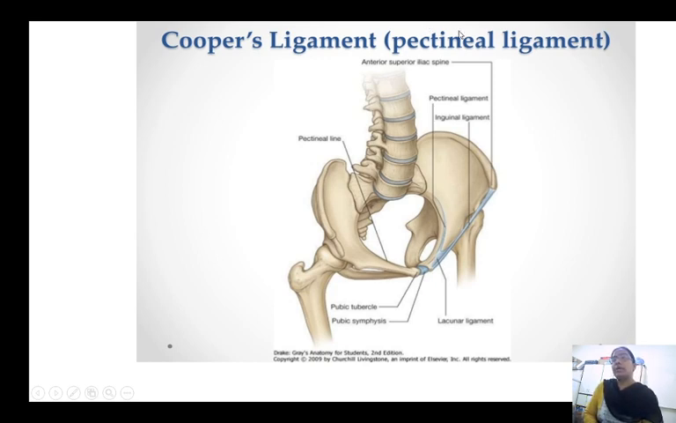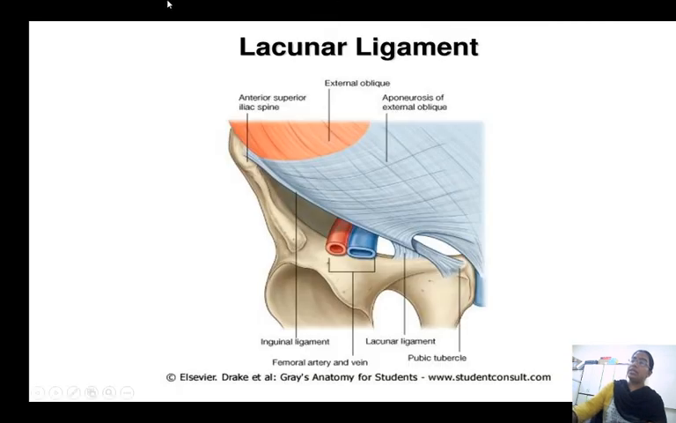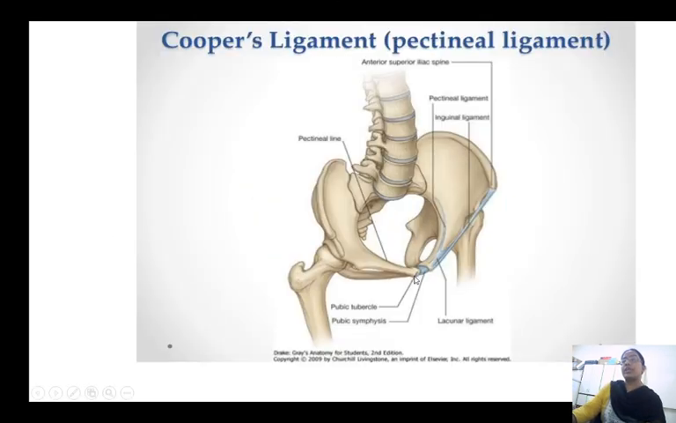The Cooper ligament or pectineal ligament is mostly helpful during the repair of inguinal hernias, in hernial surgeries. So these are the three extensions of the external oblique muscle along with its aponeurosis.